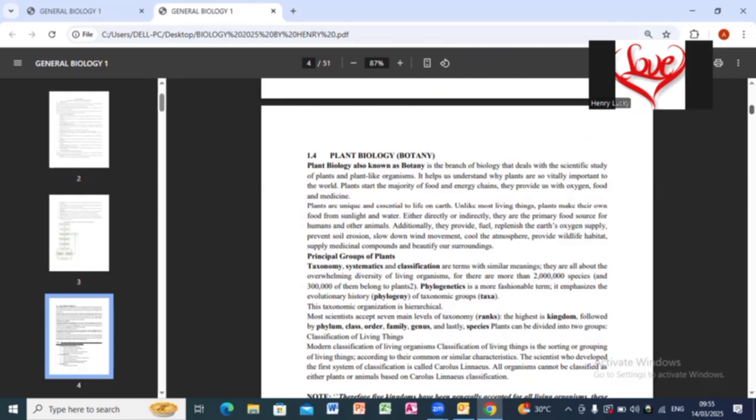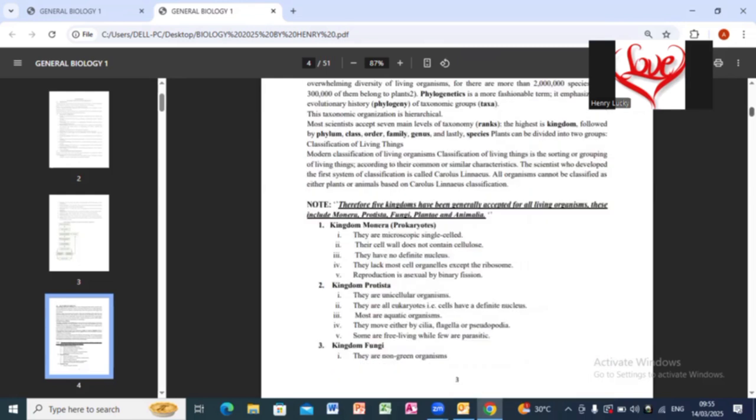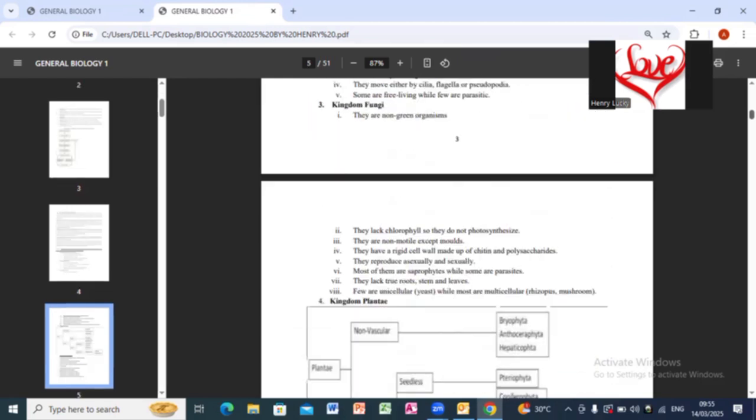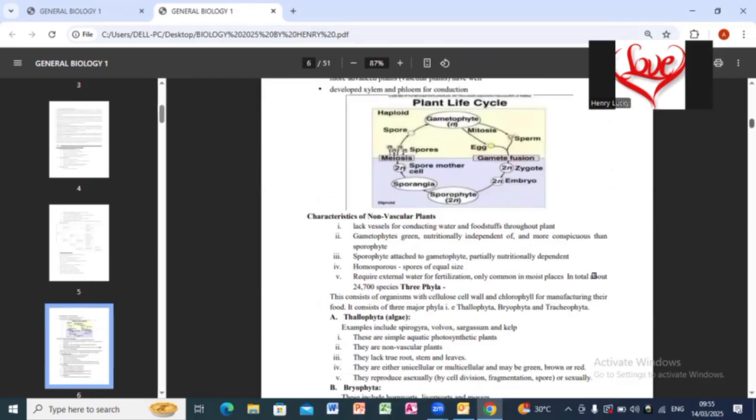Now, there is a taxonomical means of classifying plants, which is the kingdom, the phylum, the class, the order, the family, and the genus, and lastly, the species. When we talk about the kingdom, it is the largest of all among plants classification. So in the kingdom, we have kingdom Monera, kingdom Protista, kingdom Animalia. So I repeat again, kingdom Monera, kingdom Protista, kingdom Fungi, kingdom Plantae, then kingdom Animalia.